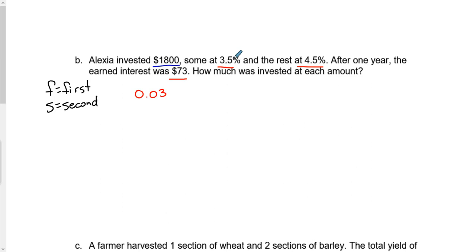3.5%, we have to divide by 100, we get 0.035. And 4.5% would be 0.045. That equals $73. So what are we going to do with this 1,800? Well, it just means however much money she invested in the first, added to however much money was in the second, would add up to be $1,800.